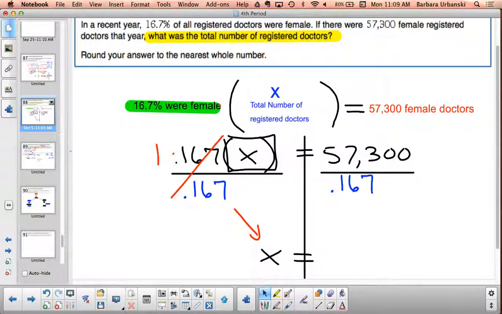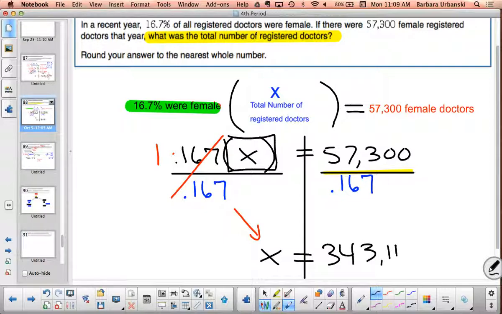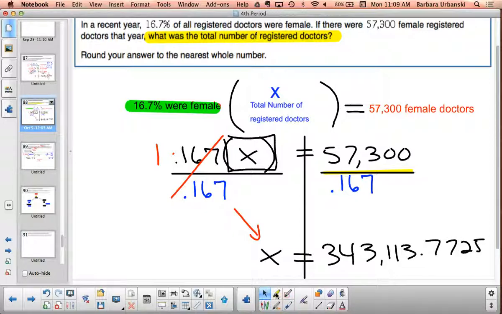And then we can go ahead and use a calculator, and we would put in 57,300. Fraction bar means divided by. So again, when we have our fraction bar, that means divided by. We're dividing by 0.167. That's going to equal 343,113.7725. Now, they are asking us to round to the nearest whole number.